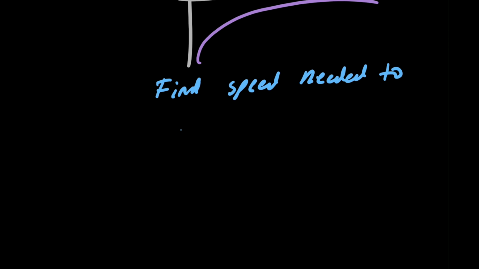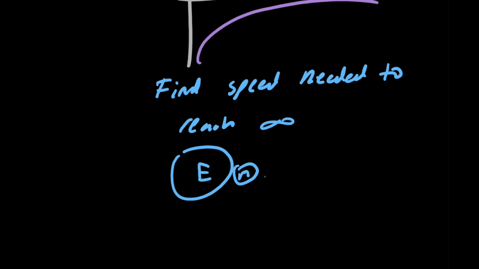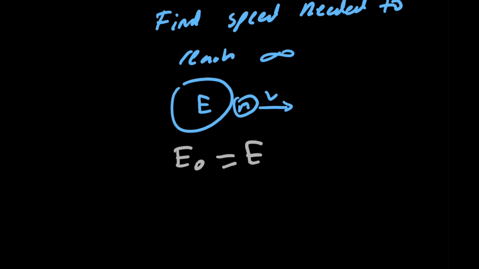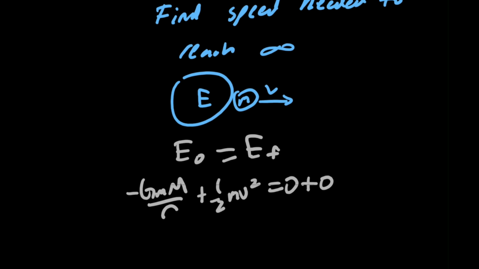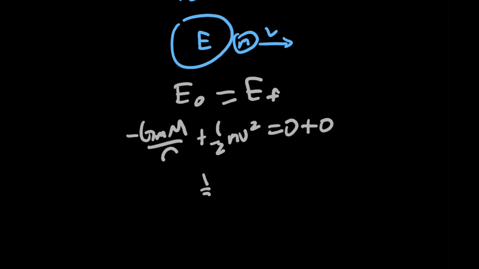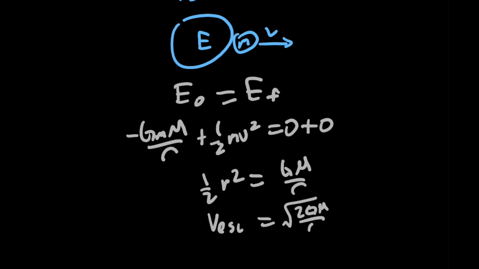Let's kind of apply this idea really quickly to something called escape velocity, where we're trying to find the speed needed to reach infinity. So let's say I have the Earth right here, I have a little mass right here, and we're trying to get that velocity that we need to leave the Earth. So let's say that E_0 equals E_f, always a good way to solve a problem. So negative GMm over r plus 1/2 mv squared is equal to 0 plus 0, right? Because both of these things are going to become 0. So that means that 1/2 v squared is equal to GM over r, and therefore the v escape is equal to the square root of 2GM over r.